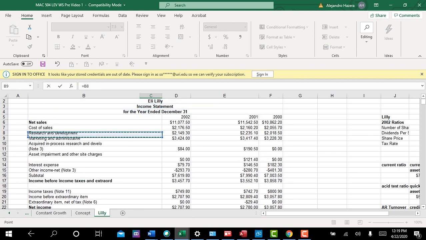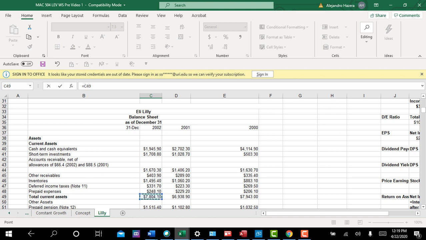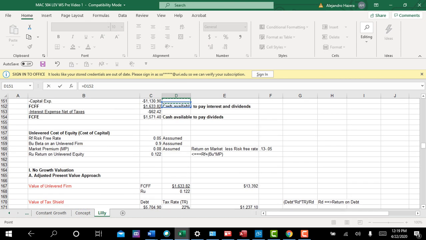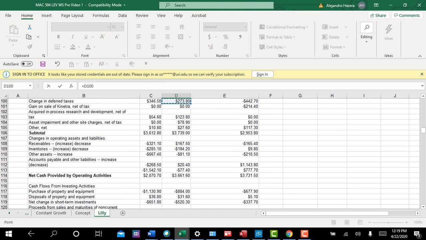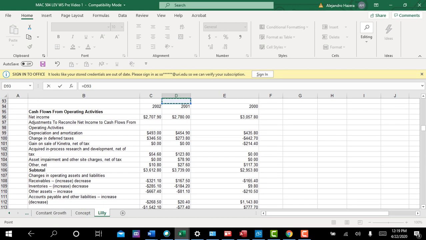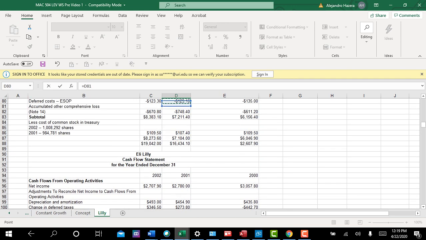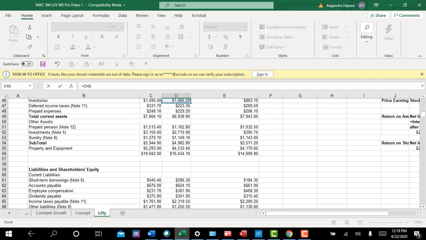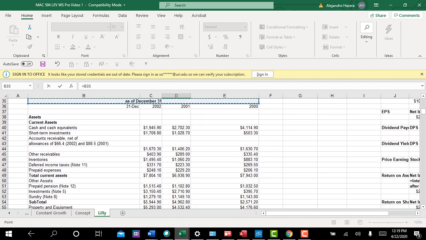Okay, so what am I doing here? I'm just going to say this firm had cash of 1945. The firm had marketable securities of, you just saw it, in the asset section here. The firm had marketable securities, the short-term investments they have here.